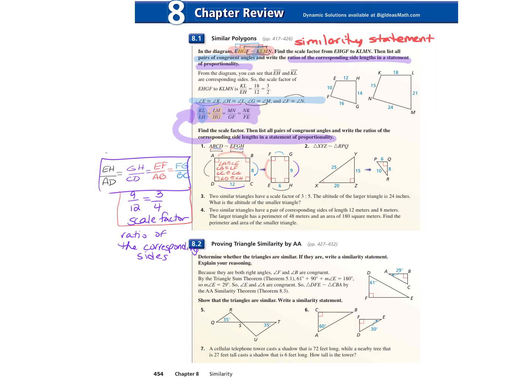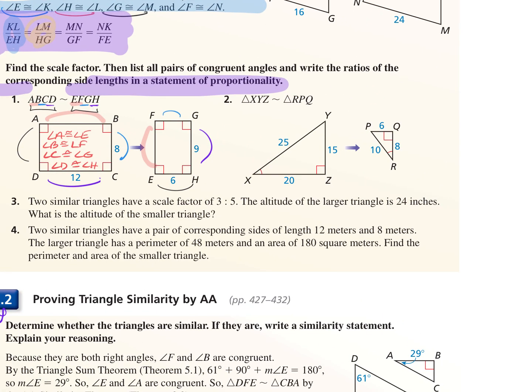Number 2, same thing. We need to find the scale factor. We need to find the statement of proportionality. And we also need to list all of the congruent angle pairs. So if I want to do the angle pairs first, I could do X and R. So angle X, congruent to angle R. Y is the second letter. So angle Y, congruent to angle P. And then Z to Q. So angle Z, congruent to angle Q. These are all the congruent angle pairs.